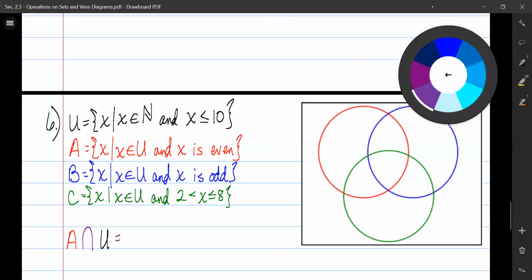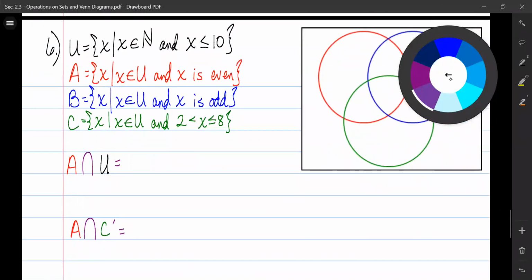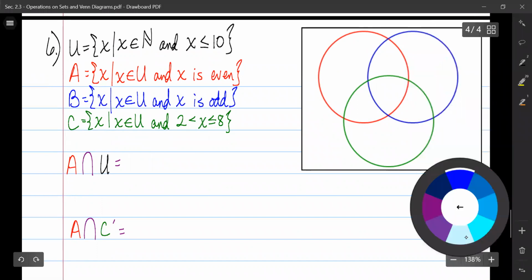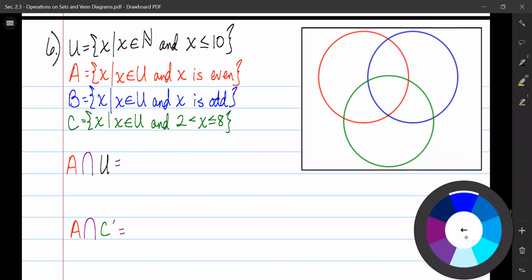All right. Here we have one with 3 circles. Yay.